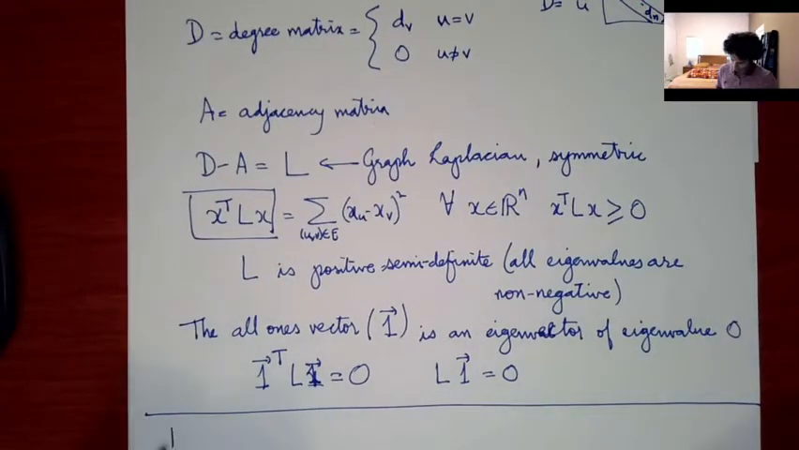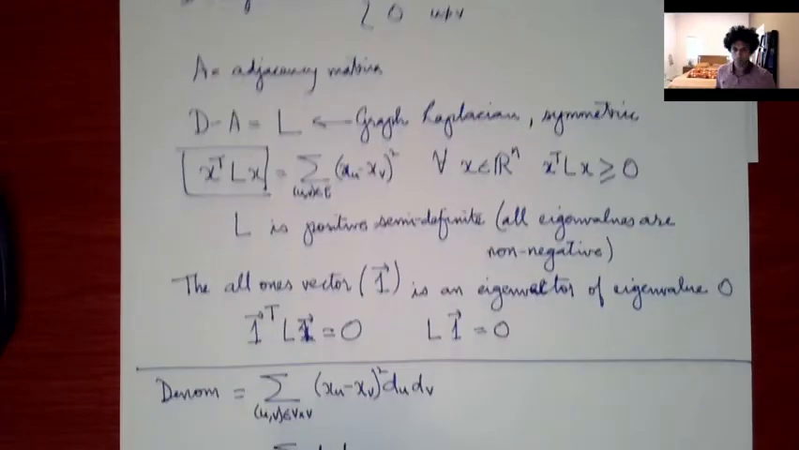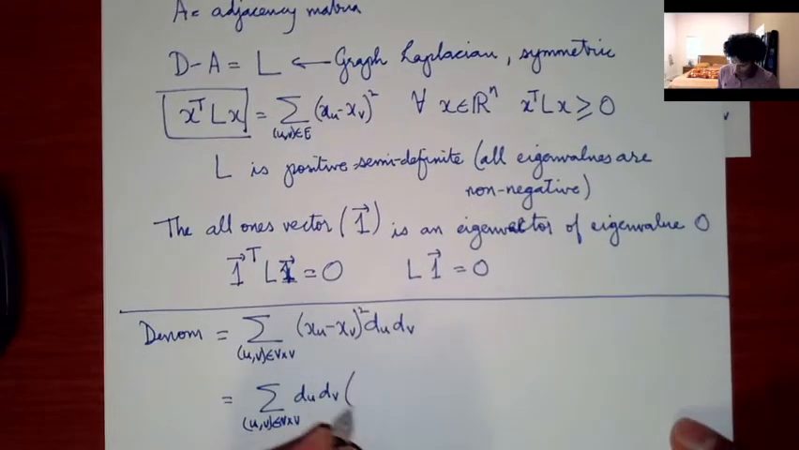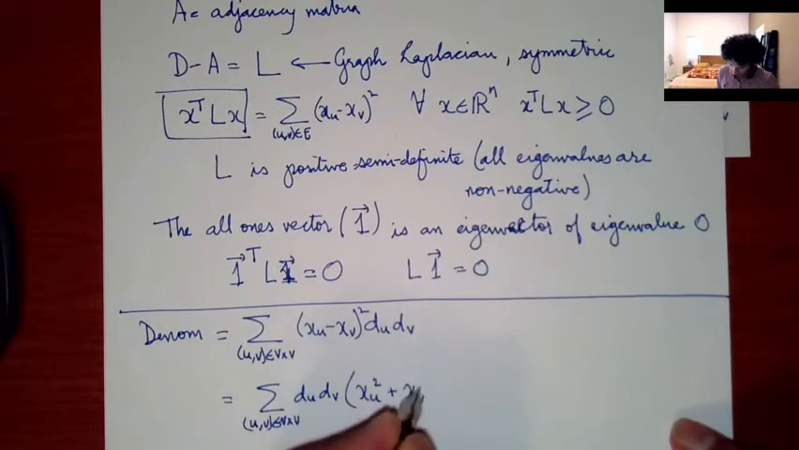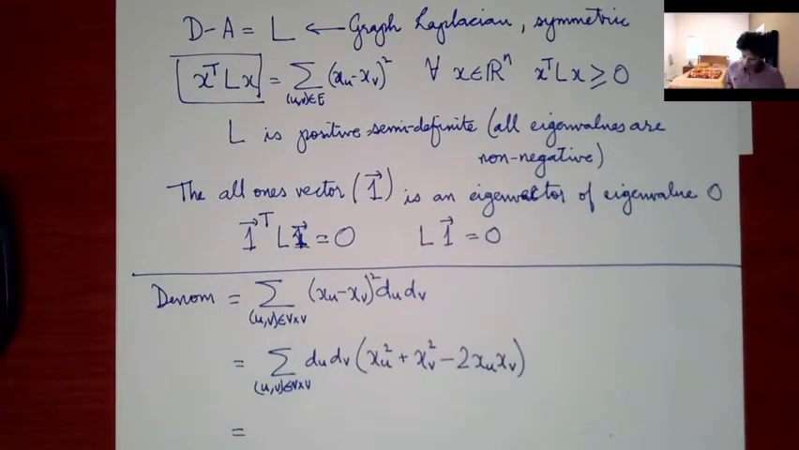So the denominator was the summation over u, v in V cross V of (xu minus xv) squared, du dv. Okay, so let's write this out again. We'll do the same thing, summation over u, v in V cross V, du dv, of xu squared plus xv squared minus 2 xu xv. Okay, and then let me now do some more expansions.